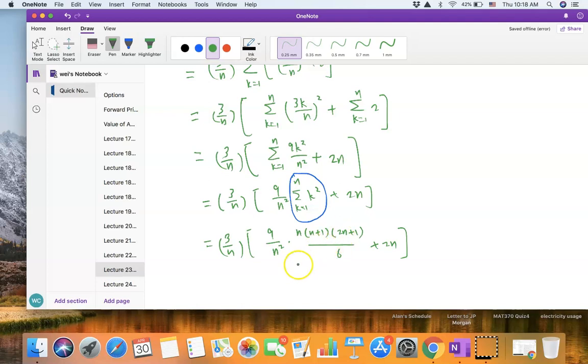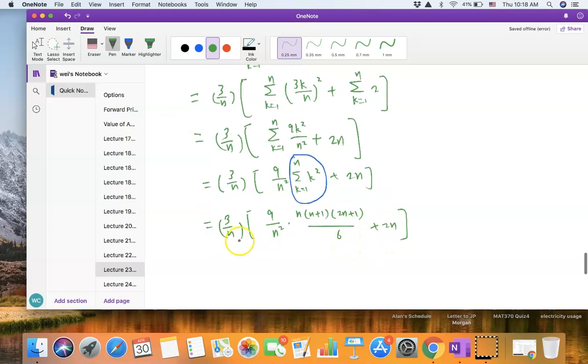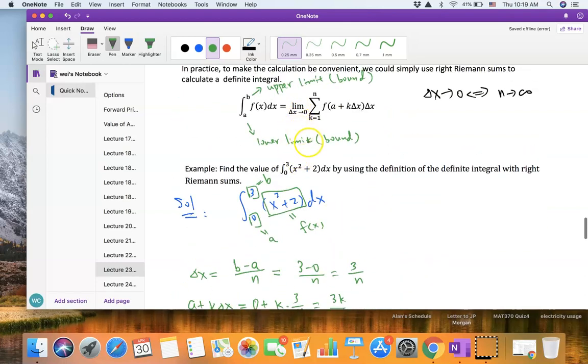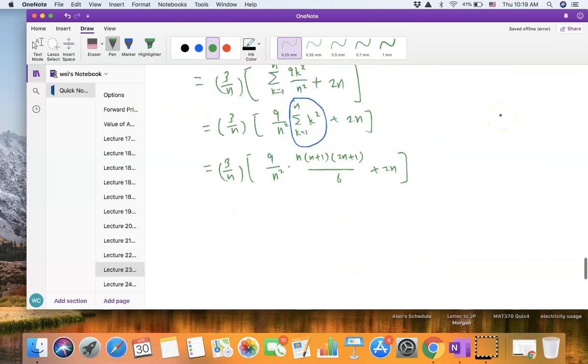Okay, now you can see in our result, we don't have any k, right? Everything is written in terms of n. So the next thing we're going to do is to simplify this expression, and then we take the limit as n approaches infinity. So that means right now we have infinitely many rectangles.